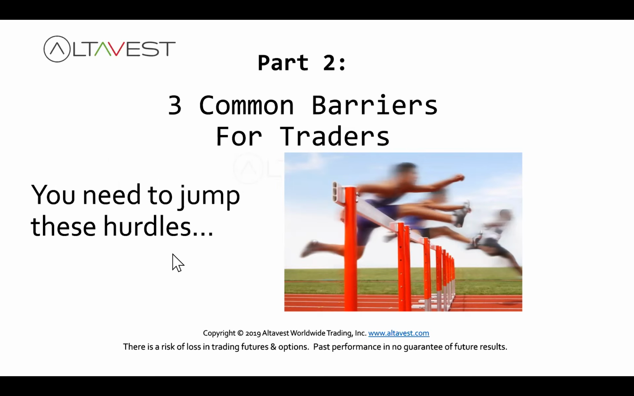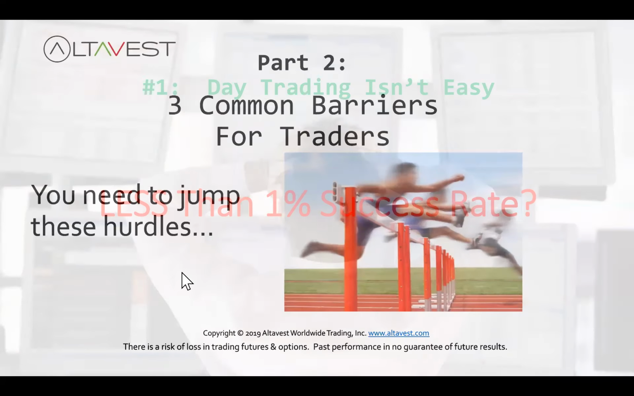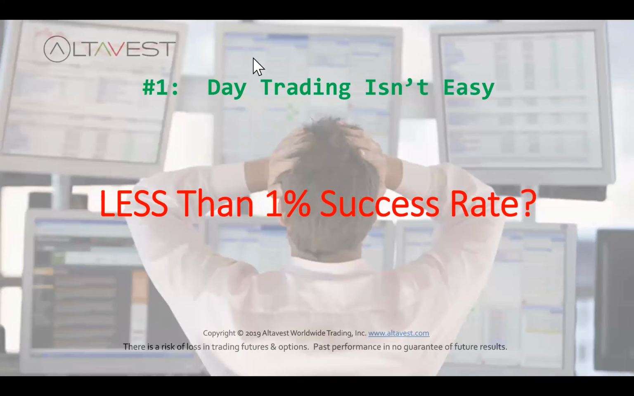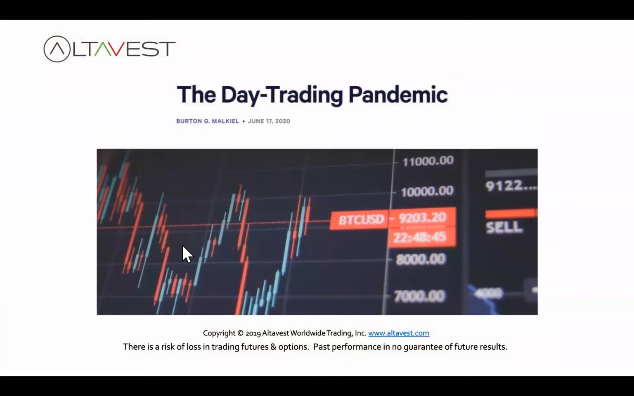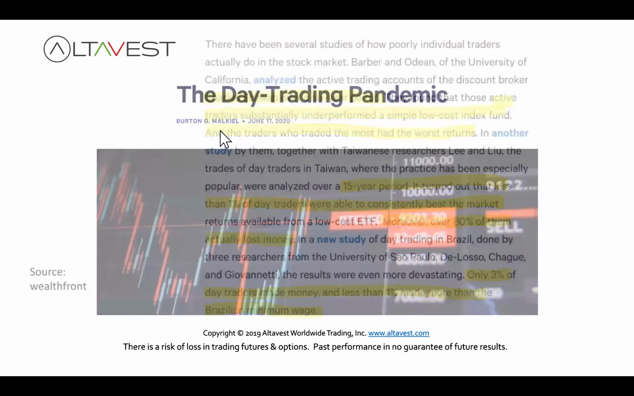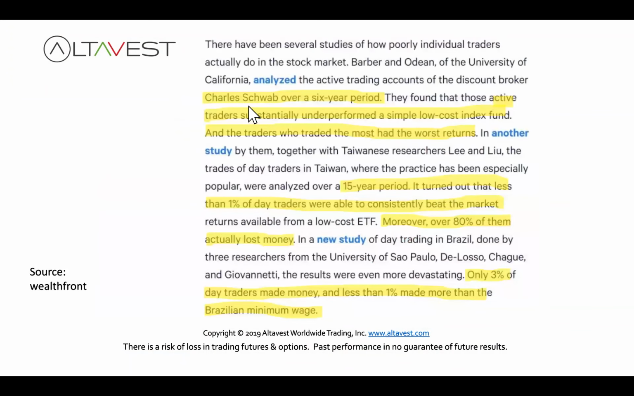So, three common barriers. I want you to pause and see if you can relate to any of these. First of all, did you know that in day trading, studies are showing there's less than a 1% success rate? Here's an article from a great economist called The Day Trading Pandemic. They did a study of Charles Schwab clients over a 6-year period. Active traders substantially underperformed a simple low-cost index fund. Those who traded the most had the worst returns. Here's another study out of Taiwan. For 15 years, only 1% of day traders were able to consistently beat the market.